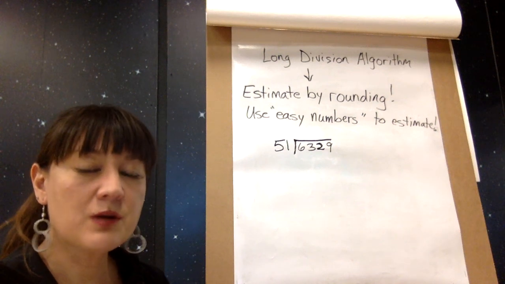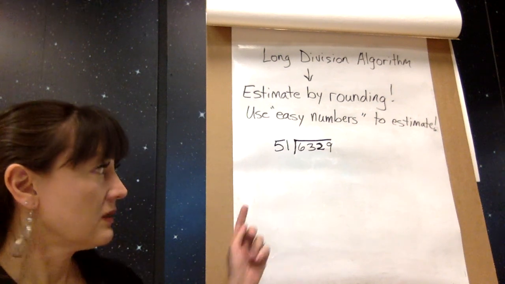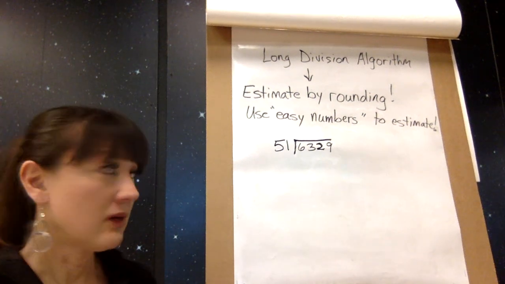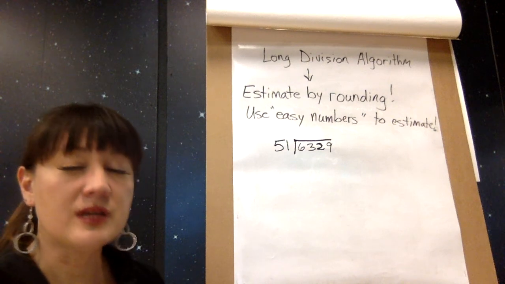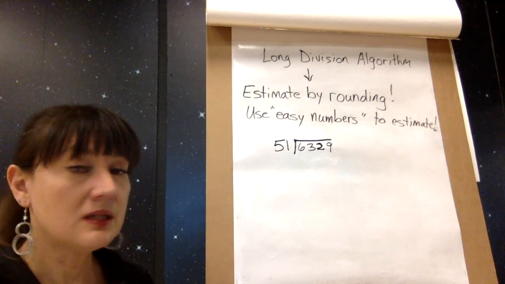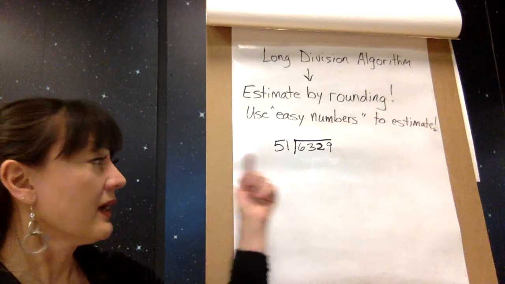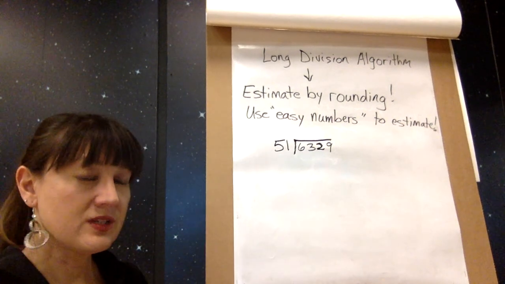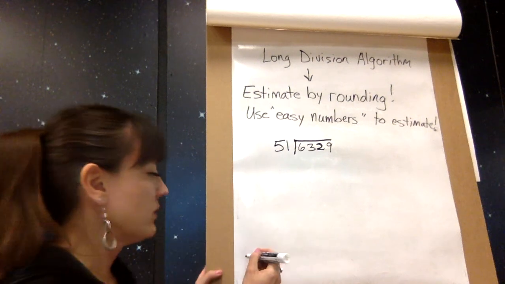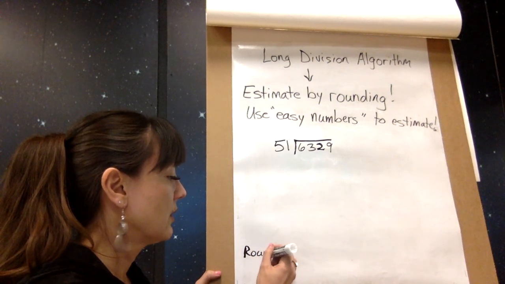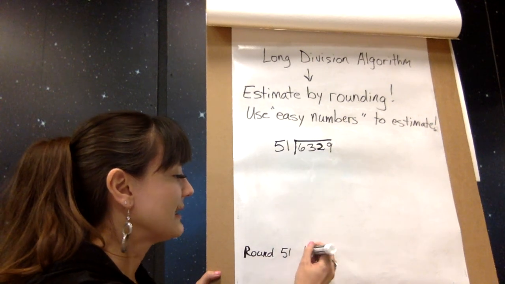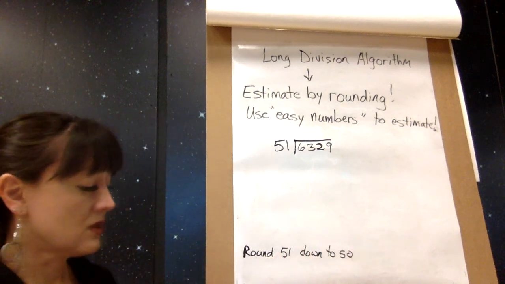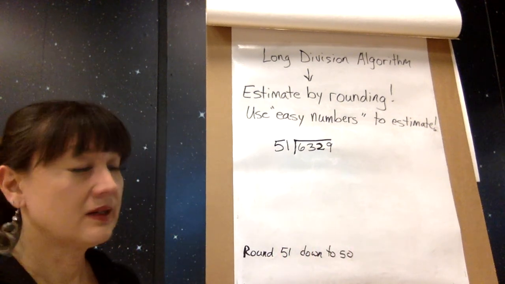Hi there. So the next problem that we're going to focus on is this problem right over here. And we're going to focus on estimating. We're going to estimate by rounding, and we're going to use easy numbers to estimate. So I can see here 51 can be rounded down to 50. I'm going to write it down here, but I would make a mental note. So round 51 down to 50.